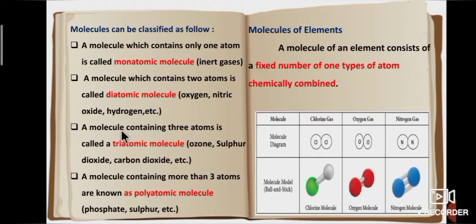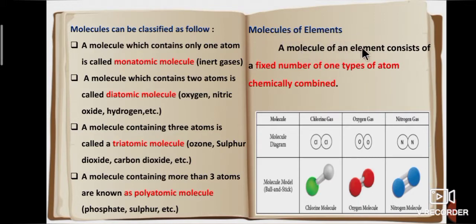Third point, a molecule containing three atoms is called a triatomic molecule. Example, ozone, sulfur dioxide, carbon dioxide, etc. Last point, a molecule containing more than three atoms is known as a polyatomic molecule. Example, phosphate, sulfur, etc.